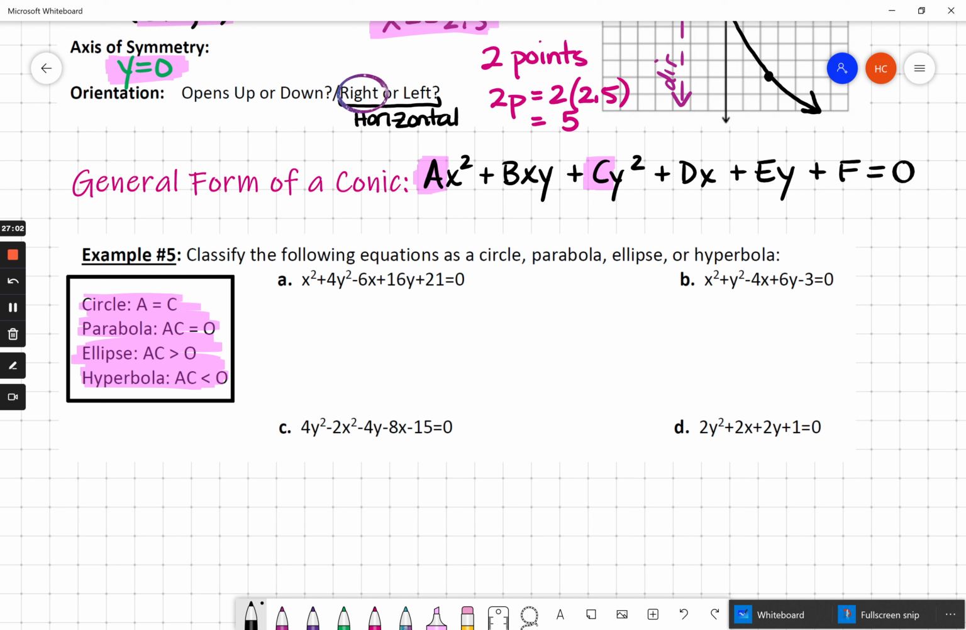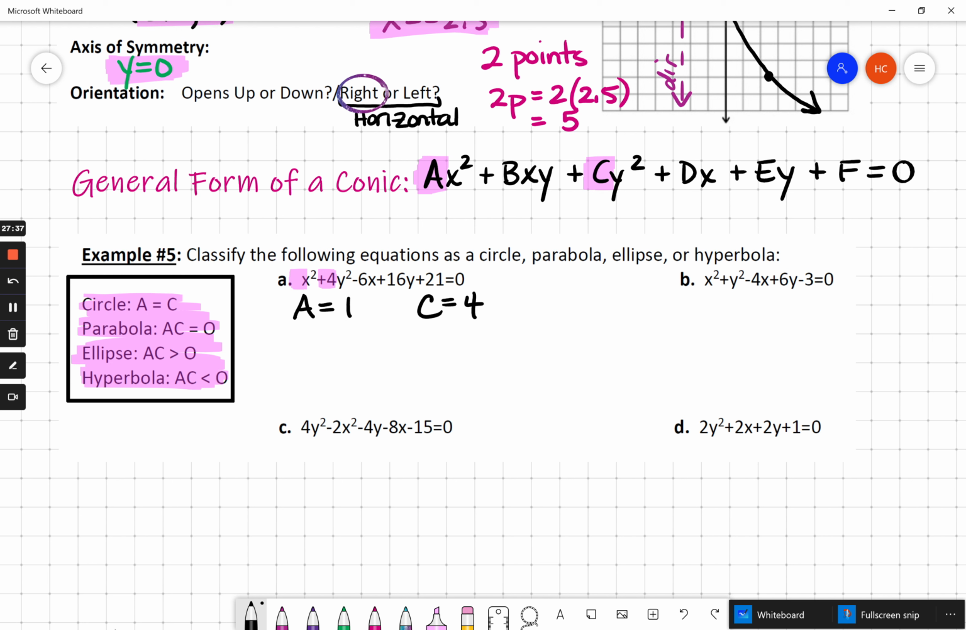So here's how you will do this. And this example 5 is an example of what's going to be on our test as well, by the way. You will have this classification to do on the test. So you are going to look for the value of A and for the value of C. The value of A, again, was the coefficient of my x squared, which is right here, and the coefficient of my y squared, which is right here. Those numbers are 1 and positive 4.